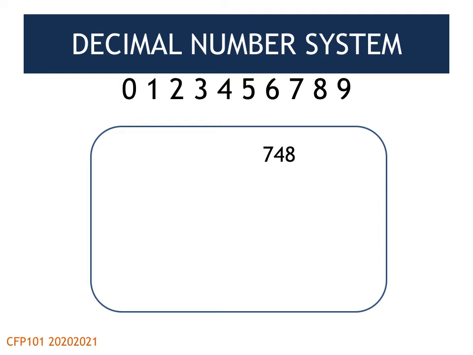748. If we add 1 to that, we get 749. Now if we add another 1 to that, 9 goes back to 0 with a carry of 1. We add that 1 to 4 to get 5, and then we just copy 7 to get 750. Now let's look at another number system.